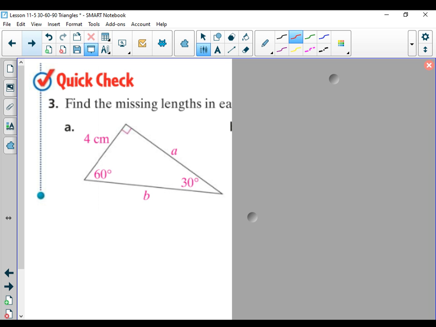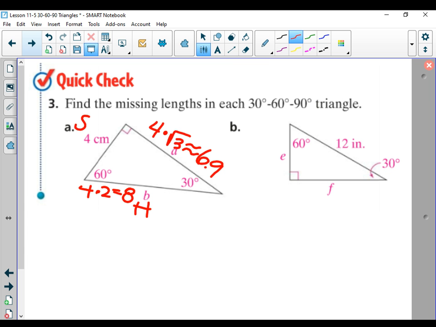Box 2. What do I call 4? Short leg. 4 times 2 is 8. So I can find the hypotenuse really fast. I can find the long leg by typing something in. 4 times square root of 3 is 6.9. Should we just put 7? What's after the 9? 2. So 2 tells 9 to stay? Yeah. That's pretty good.